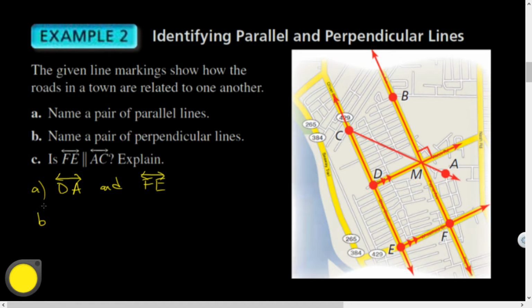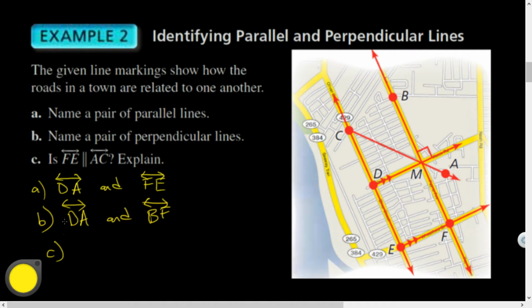All right, let's look at B here. Name a pair of perpendicular lines, and there's only one that we know of, so we'll call it DA and BF. There we go. All right, so line DA and line BF are perpendicular to each other. I don't have the information about the other ones yet, so I can't help you out.